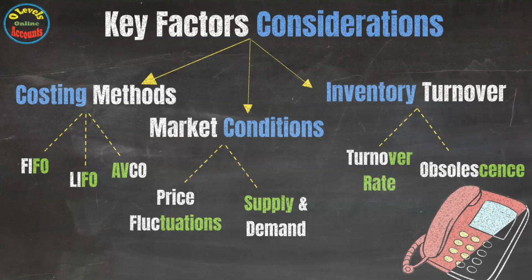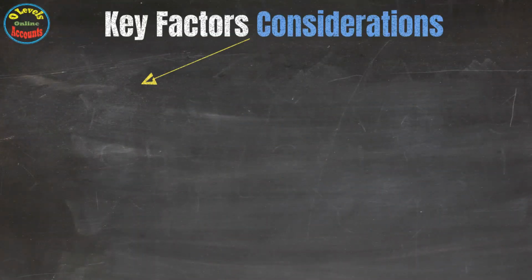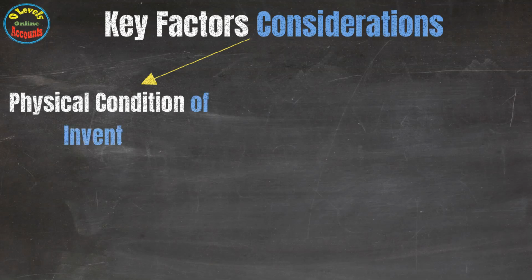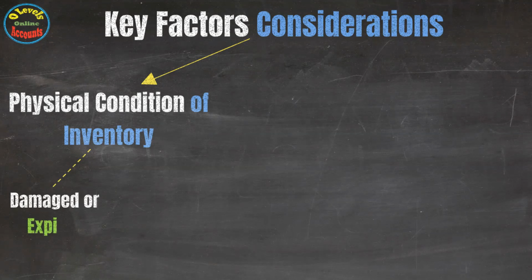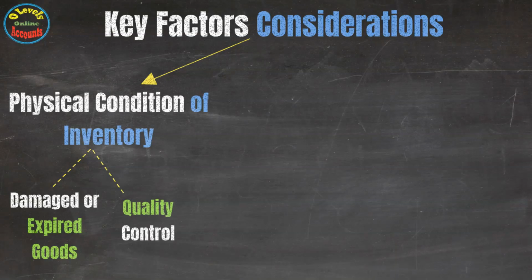Let's check some other factors too. Factor number 4 is the physical condition of inventory. In this factor, we have two subpoints. The first one is damaged or expired goods. Inventory that is damaged or near expiration may need to be written down or written off. The second subpoint is quality control. Consistent quality checks ensure that inventory is correctly valued according to its condition.